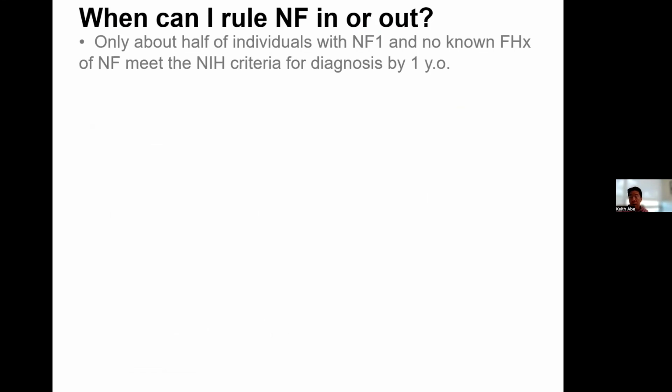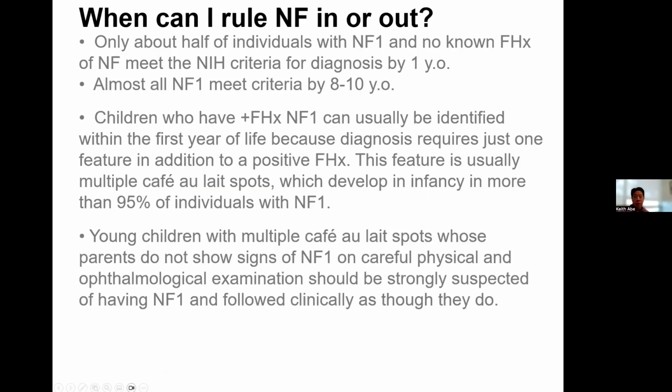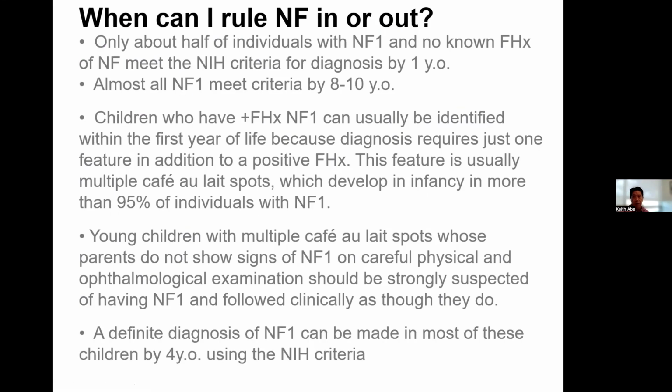So again, early on, it's hard to make a diagnosis in infancy, but most of them will declare themselves by early childhood or mid-childhood. But those who have a family history can usually be diagnosed early because you just need to meet one criterion. And until we exclude the diagnosis, we should keep monitoring as if they did have it, because we can pick up other things that will be important to monitor for the long term or treat early.